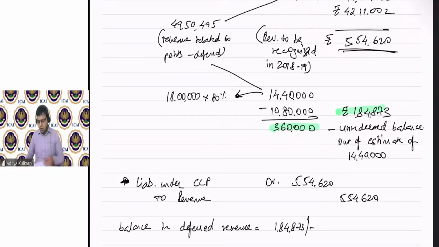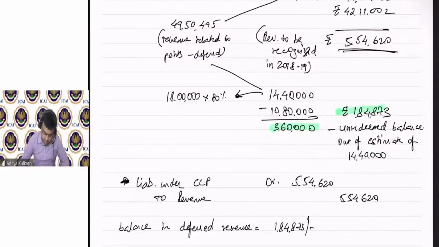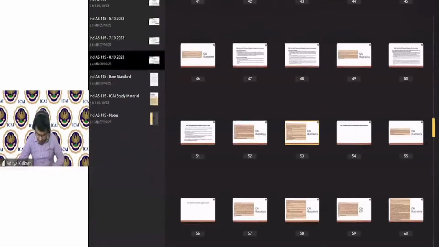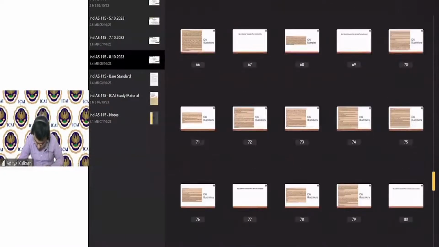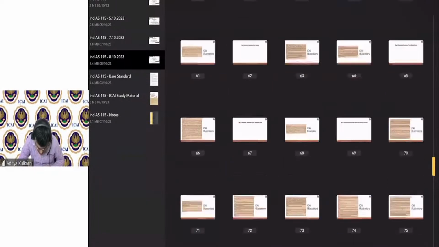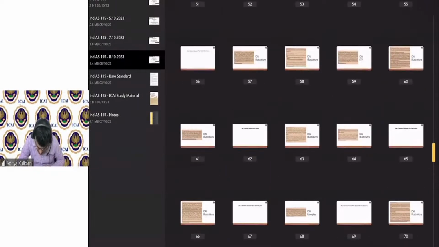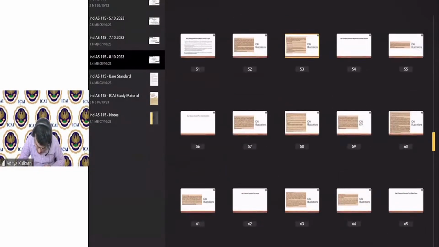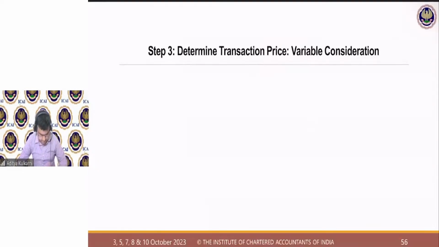So we now have the next step, that is the transaction price. Just give me a minute.